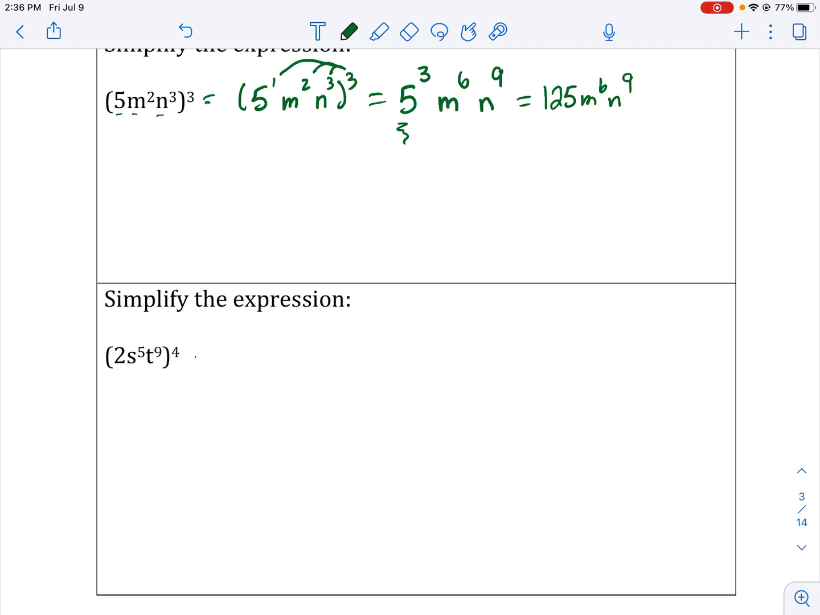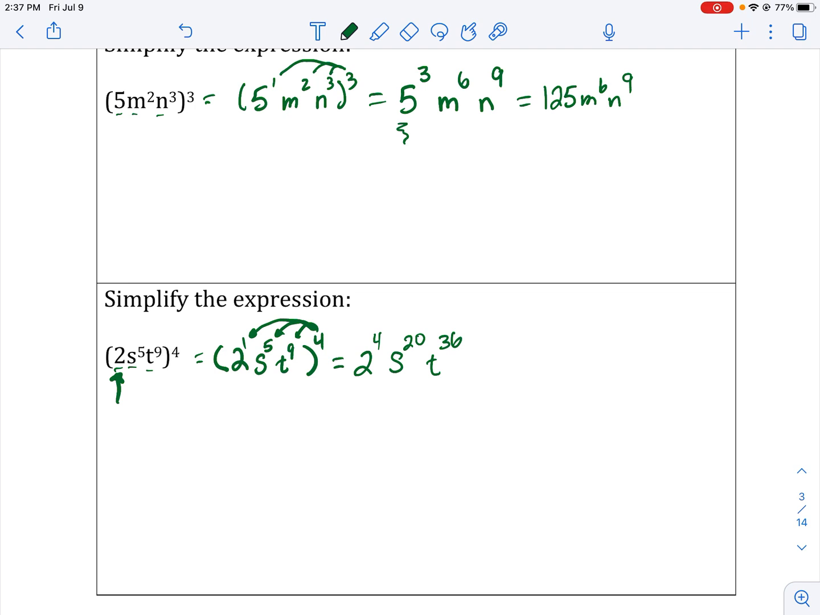Just like we did above, I'm going to write out all the terms inside the parentheses with the exponents. This 2 does not have an exponent with it, which means there is an exponent of 1. S to the 5th, t to the 9th, all of that to the 4th. So here, power to a power, I distribute. And I multiply exponents by other exponents only. That's it. So 4 times 1 is 4, so I have 2 to the 4th. 4 times 5 is 20, so it's s to the 20th. 4 times 9 is 36, so that's t to the 36th.